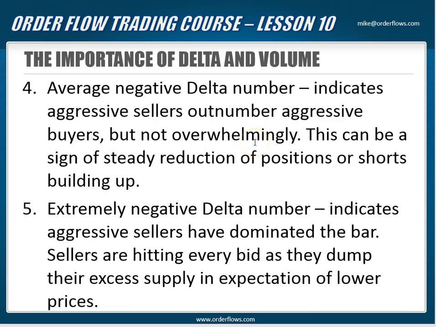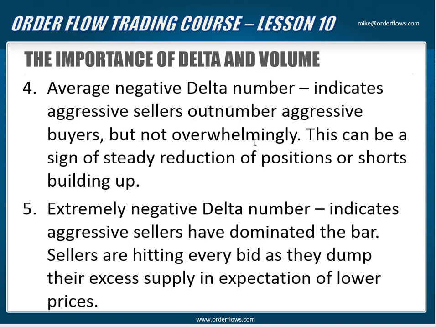An average negative delta number indicates aggressive sellers outnumber the aggressive buyers, not overwhelmingly. It can be a sign of steady reduction of position or shorts building up. An average negative delta number would be something like minus 500 to minus 1,500, just as an average positive delta would be around 500 to 1,500.